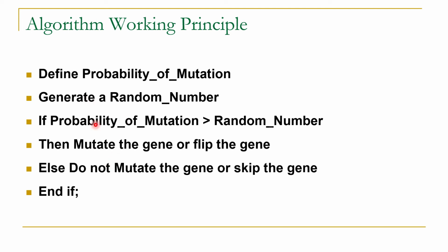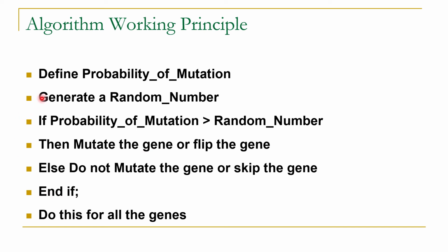It is important to note that this process will be repeated for all the genes in the chromosome. It means that for the whole chromosome, we decide a probability of mutation, and then this step is applied over each gene of the chromosome. So let's suppose we have 8 genes in the chromosome. The probability of mutation will be defined only one time, but a random number will be generated for every new gene. So for the first gene, a random number is generated. The probability of mutation is compared with the random number. If the probability of mutation is more, then we will mutate it, otherwise we will not mutate it.